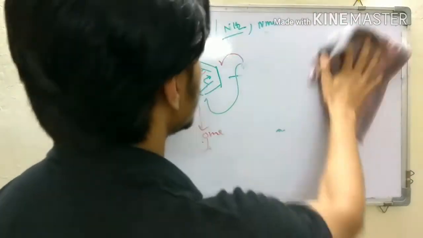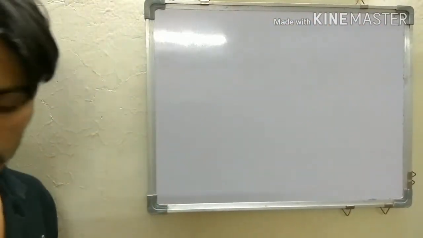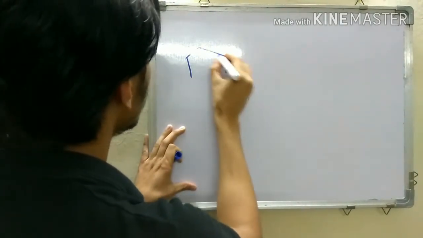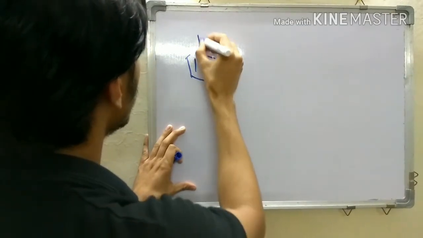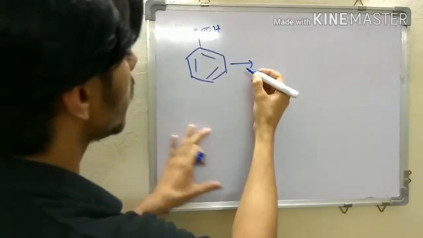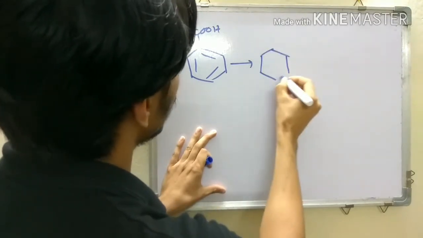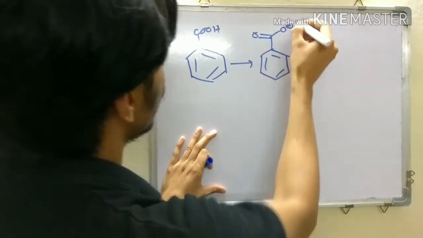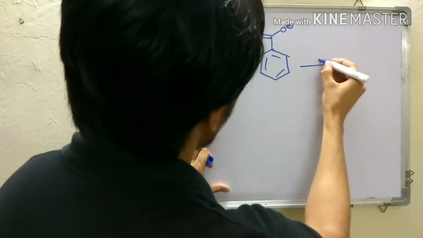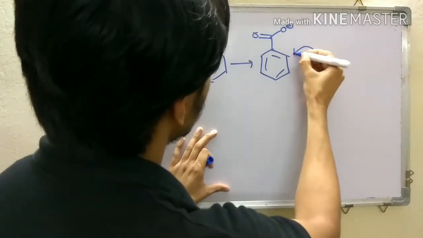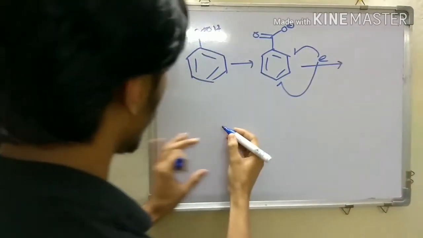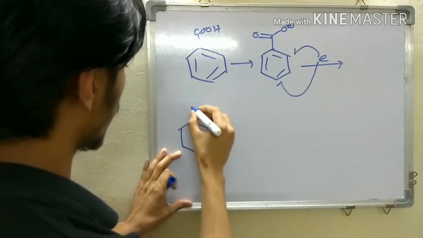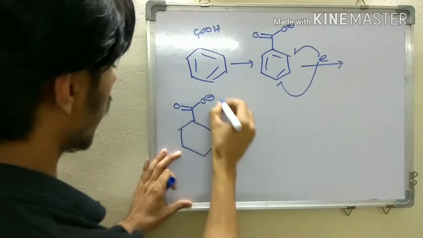But what will happen in the case of an electron withdrawing group? Let's say you have a carboxylic acid group. First of all, in a basic solution like sodium or lithium in liquid ammonia, it will be the carboxylate anion. And then when you add an electron, again it can add either at this position or at this position, and accordingly you can get either of these.